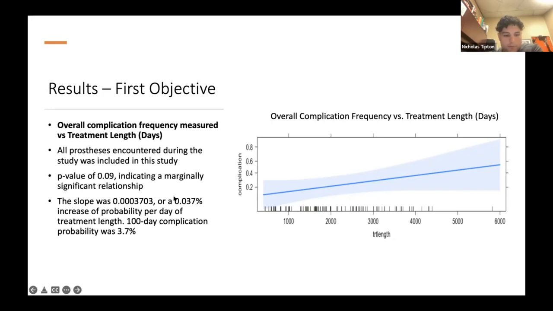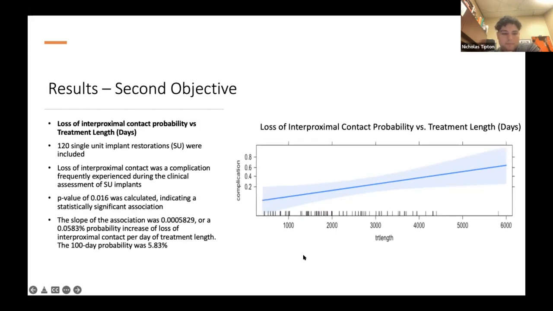And the p-value was 0.09. And by comparing the complication frequency to treatment length in days, what we were able to do is extrapolate that out using the slope and compare it to different sources of literature based off of how they measured their complications. So after 100-day complication rates were about 3.7 in our population.